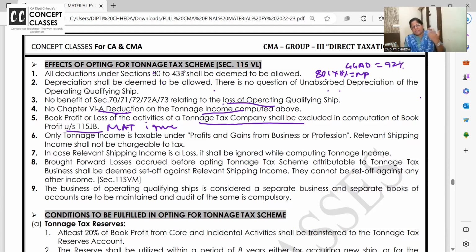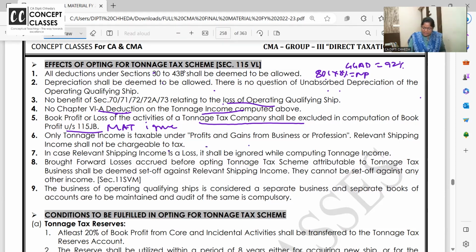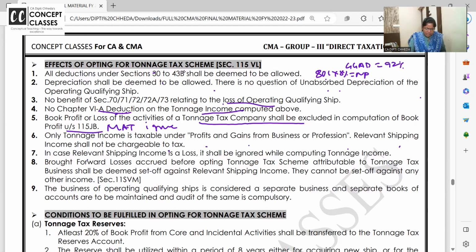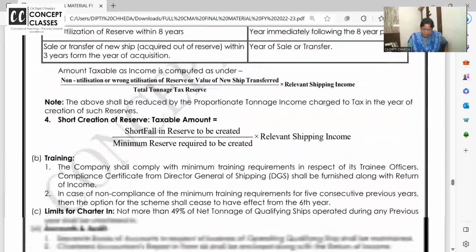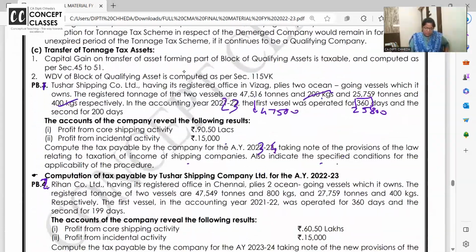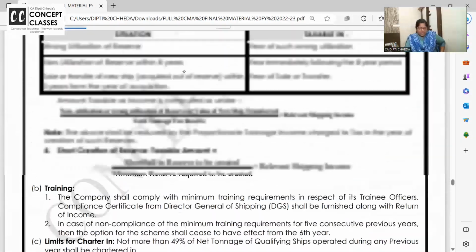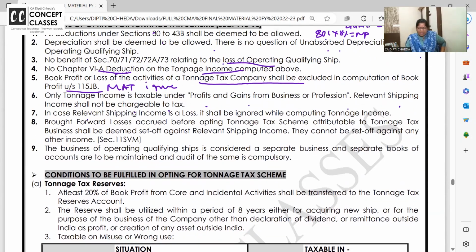You will remember 15% you have to pay or the actual tax, whichever is higher. Only tonnage tax is taxable under business head. Relevant shipping income shall not be chargeable to tax. Only tonnage tax. ये देखो. टनेज टैक्स, उसकी जो कोर शिपिंग इनकम है इसको हमने क्या किया, ignore. So the relevant shipping company income will be ignored. In case relevant shipping company's loss, it shall be ignored, क्योंकि हम तो presumptive में जा रहे हैं.